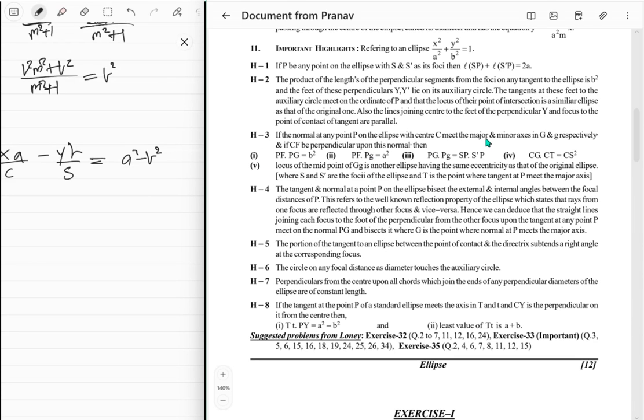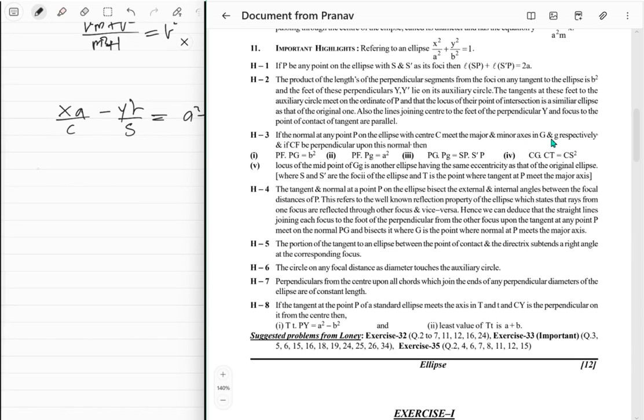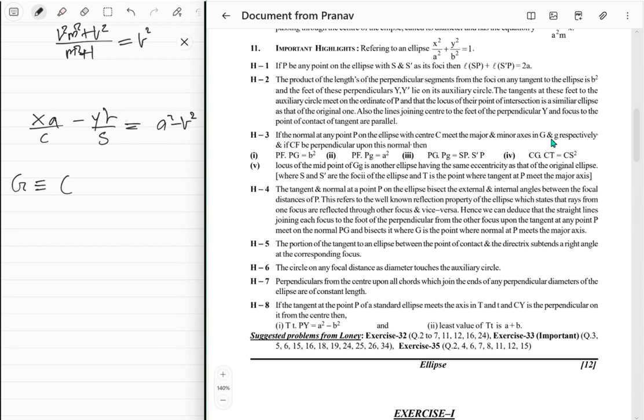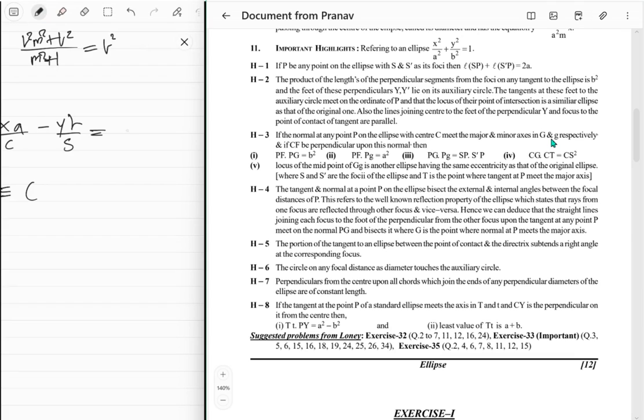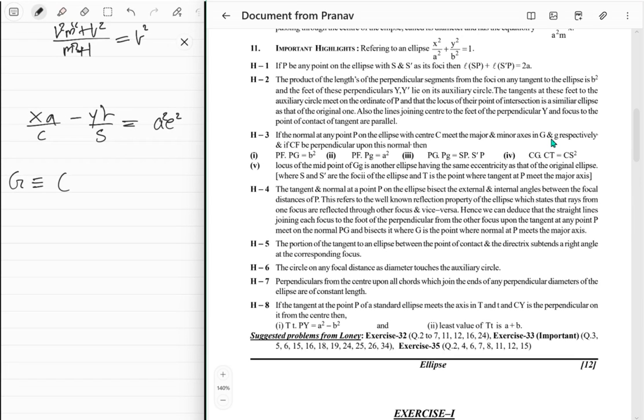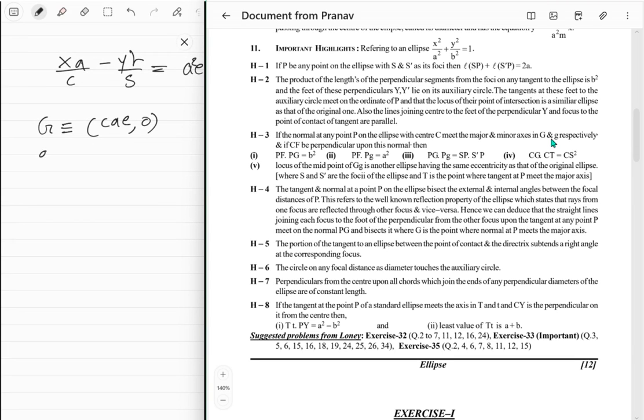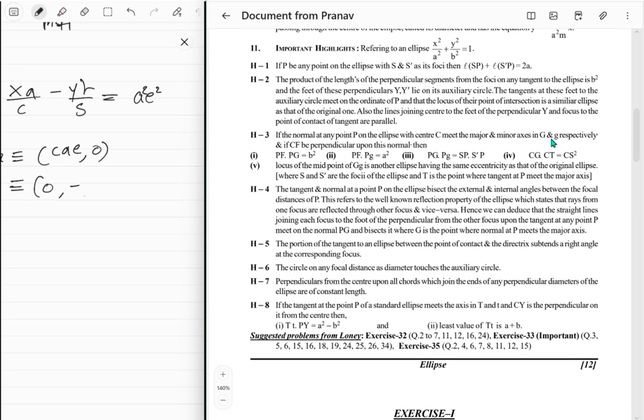Right, it means the major and minor, that's the x-axis and the y-axis, in capital G and small g. So capital G is going to be, whenever y is 0, x just becomes cosine upon a times all of this. This is like a squared e squared, isn't it? So x would just become c a e comma 0, and then small g is going to be 0 comma negative a squared e squared upon b. Okay, so that's capital G and g, and CF be the perpendicular upon this normal.